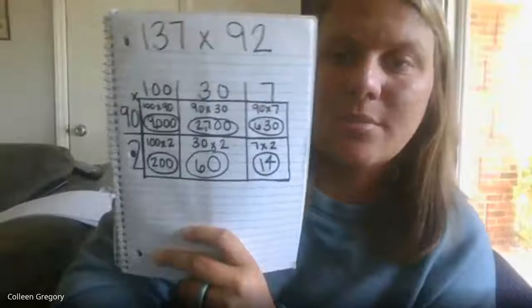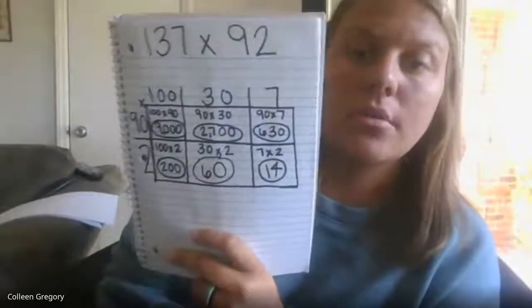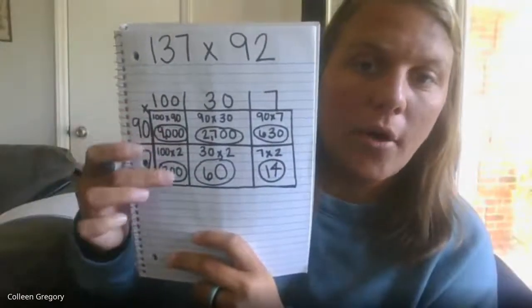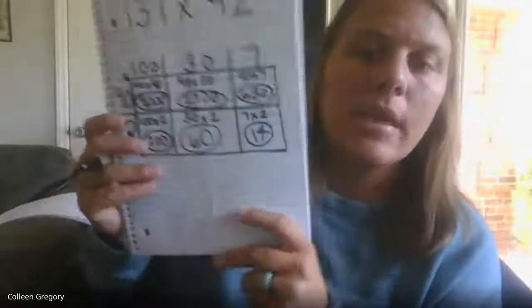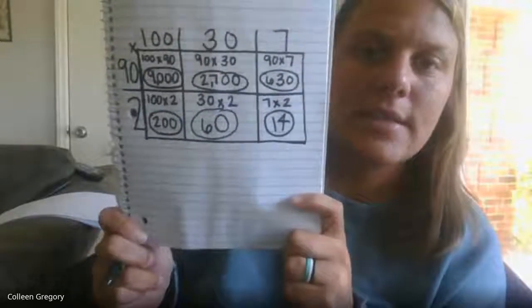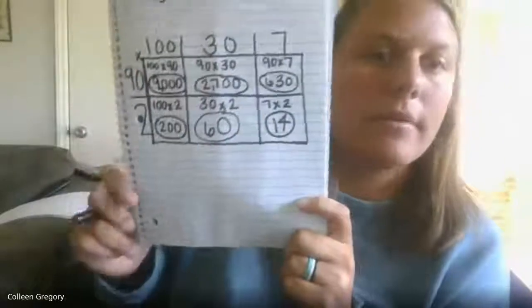My next question to myself should be, am I done with this question knowing that all of these are circled? No, we're not done. So what I need to do now with all of these numbers that are circled is to add them up. Now, there's 6 numbers here that we need to add, and sometimes adding 6 numbers all at once with numbers that are all the way into the thousands place can be very tricky.